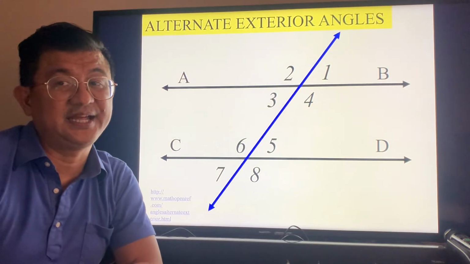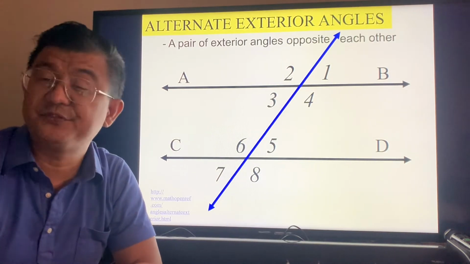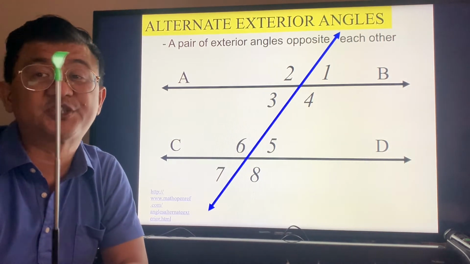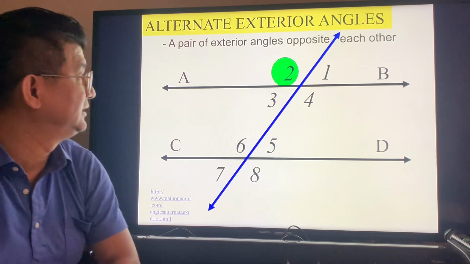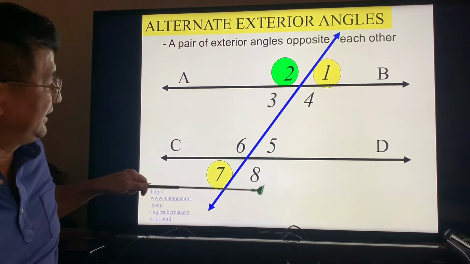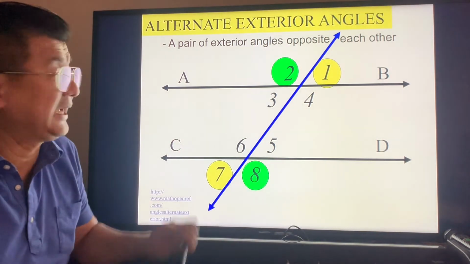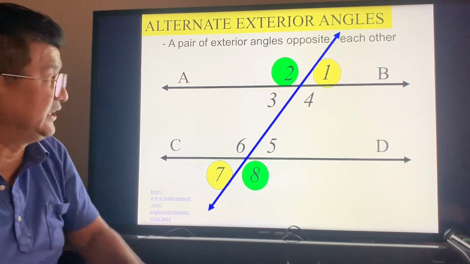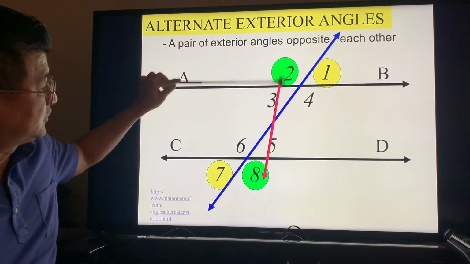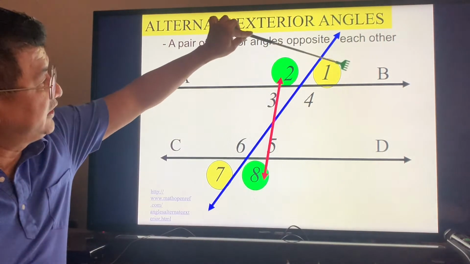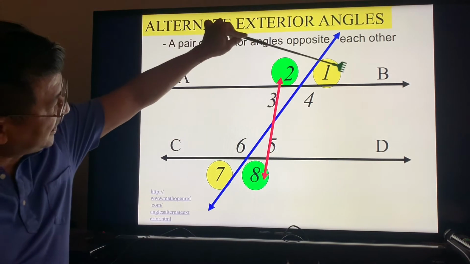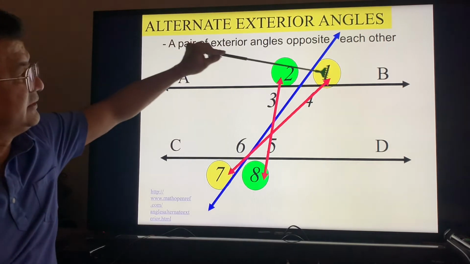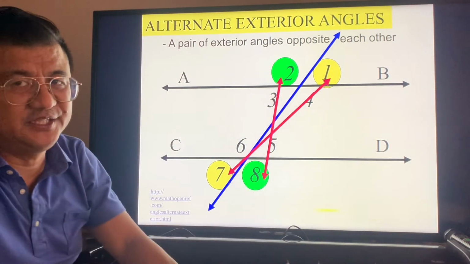Alternate exterior angles. A pair of exterior angles opposite each other. Let's name first which are the exterior angles. 2, 1, 7, and 8 are exterior, but I don't need all of them. I need a pair which is alternate. So opposite of angle 2 is angle 8. On the other side of the transversal, a cross. You need to cross it. 1 and 7. Okay?